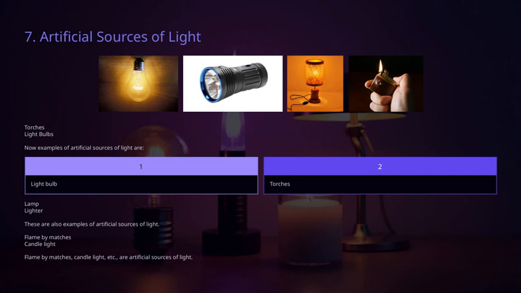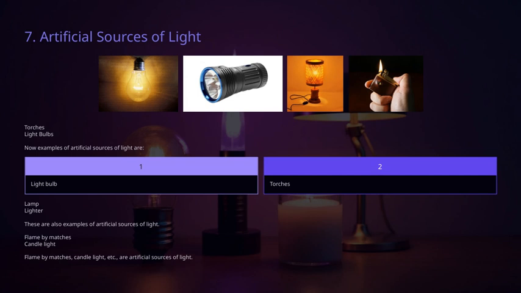For instance, we have light bulbs, which are probably the most common source of artificial light in our homes and workplaces. Then there are lamps and lighters, which serve different purposes but all provide light artificially. It's important to note that flames from matches and candles are also artificial sources of light. They produce light through combustion, which is a chemical process. These sources are essential in many situations, whether for illumination or even for ambience.